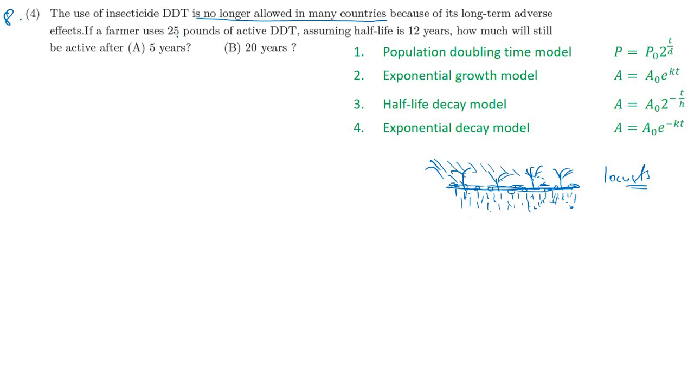If a farmer uses 25 pounds of active DDT, assuming a half-life of 12 years, how much will still be active in 5 years? This is one problem. In 20 years is another problem. I will do only one. So you know how to identify the problem, half-life. You have identified the model.